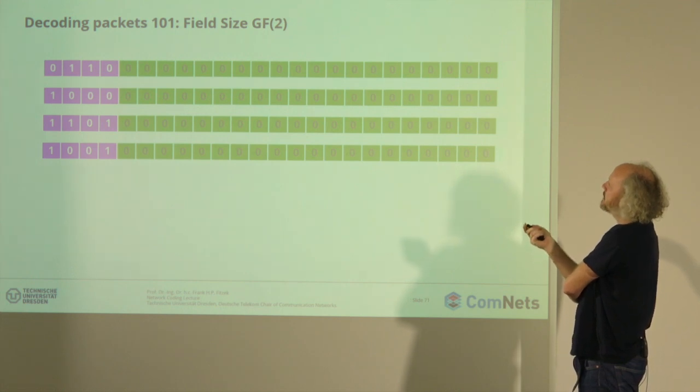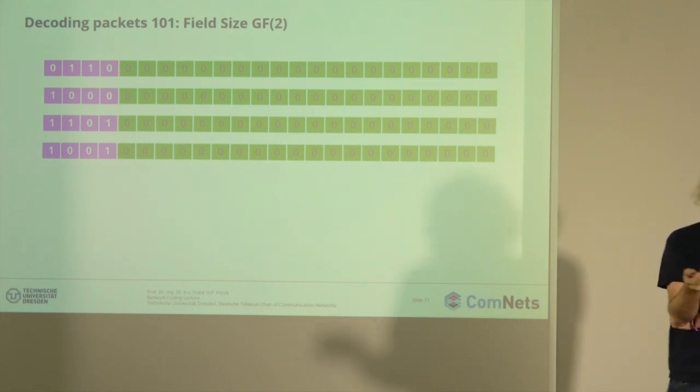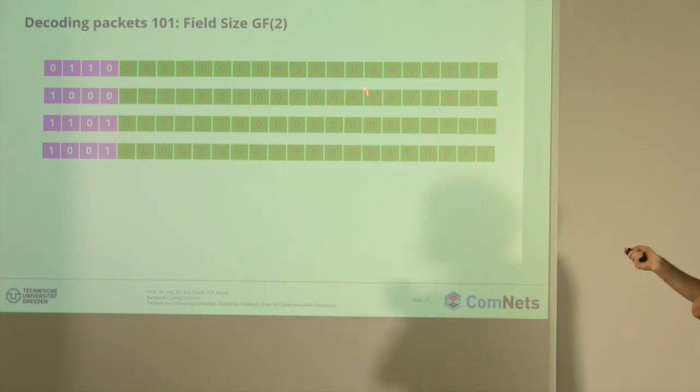And they are field size 2. What does this mean? That this is gray doesn't mean I don't care what's in there, right? It's blank. It could be 1, 0, whatever. But what I'm interested in only is the encoding vector. Why am I so interested in the encoding vector?